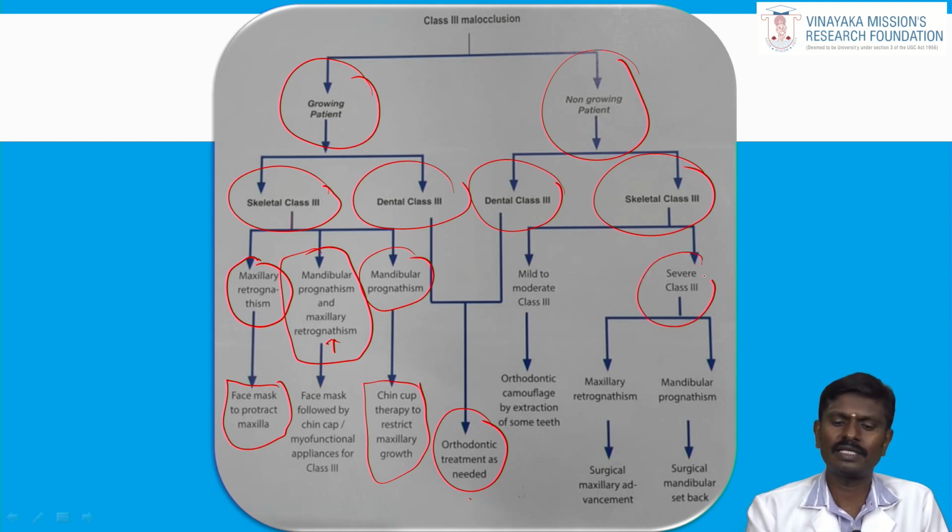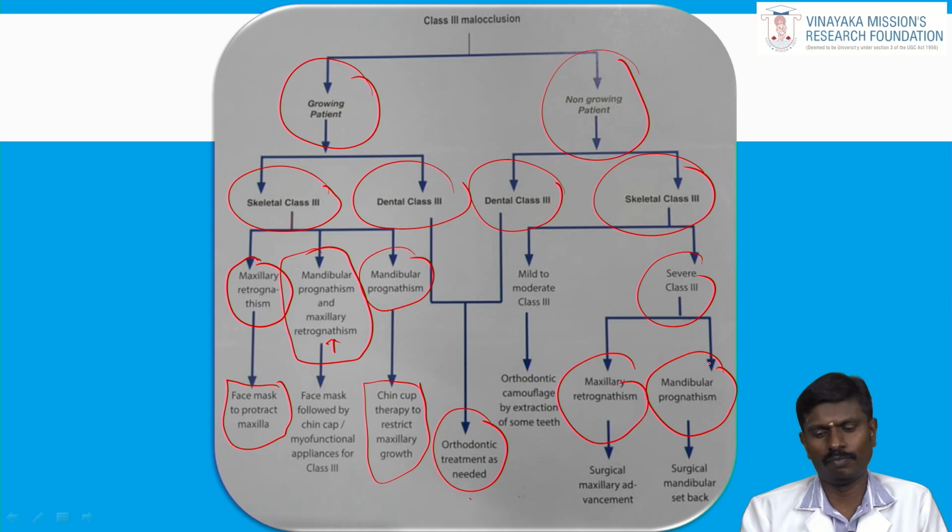In severe class 3, you have to find out whether it is maxillary retrognathism, mandibular prognathism, or a combination of both. If only maxillary retrognathism is there, the surgical procedure is to bring the maxilla forward. If you have mandibular prognathism, you have to surgically take back the mandible. The surgery has to be done after the growth is completed, as we had seen in the previous slides. That is the most important thing that we should know.